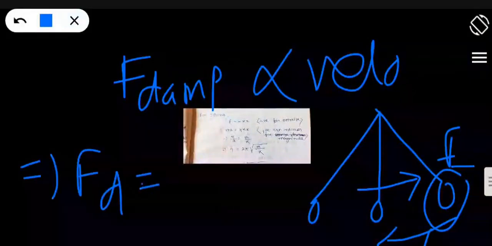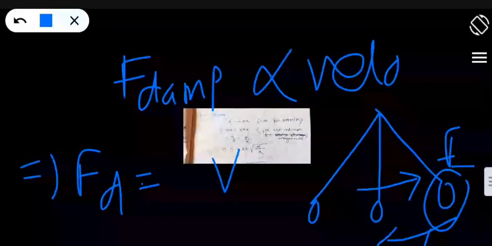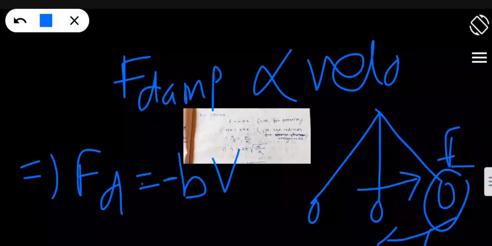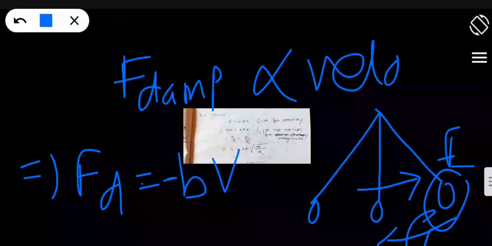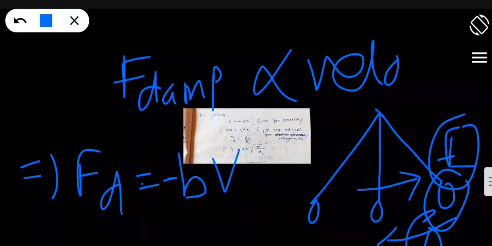So you can write it as Fd is equal to a constant b multiplied with v, with a negative sign. Why the negative sign? Because force and velocity are in opposite directions. So Fd equals minus bv. Force of damping is directly proportional to your velocity.